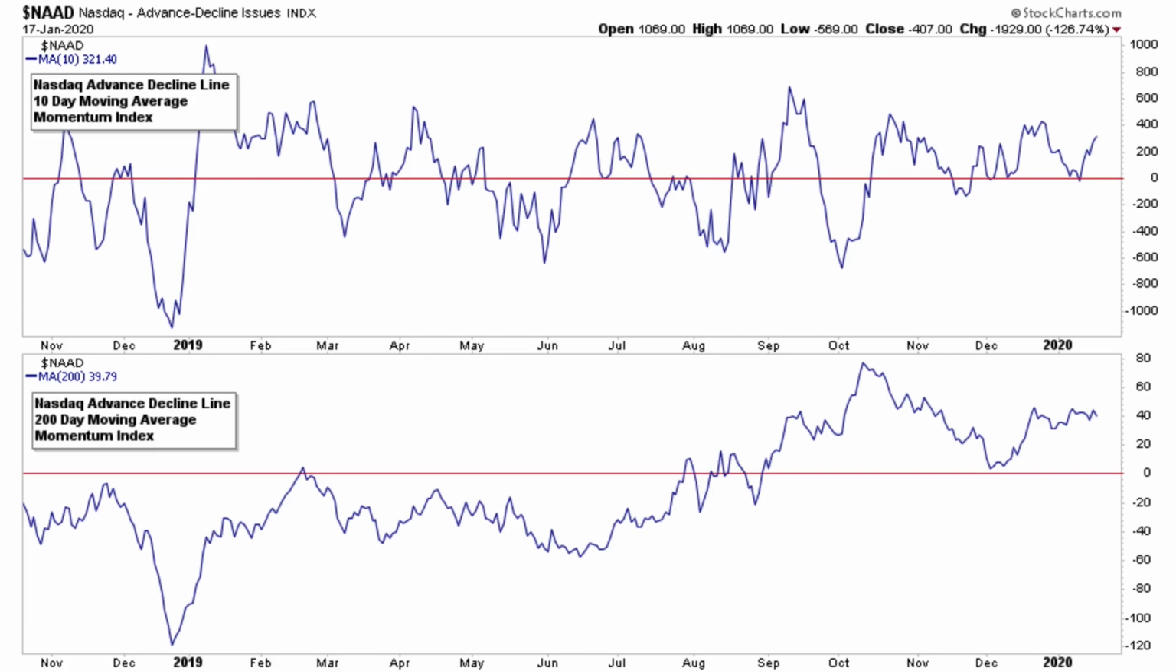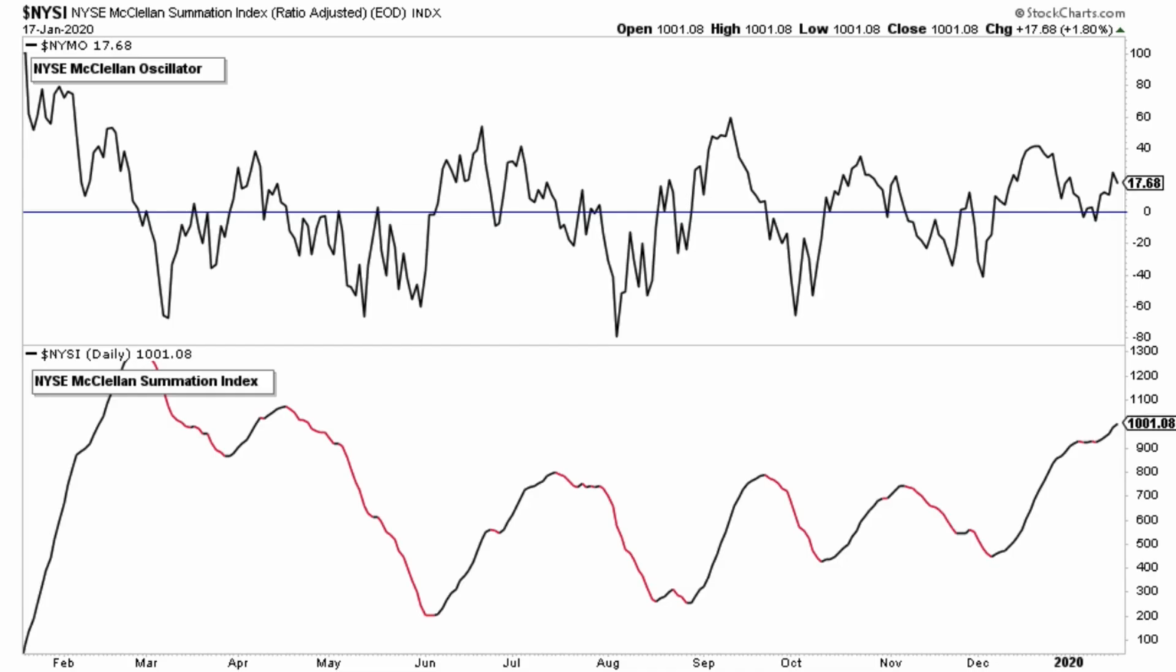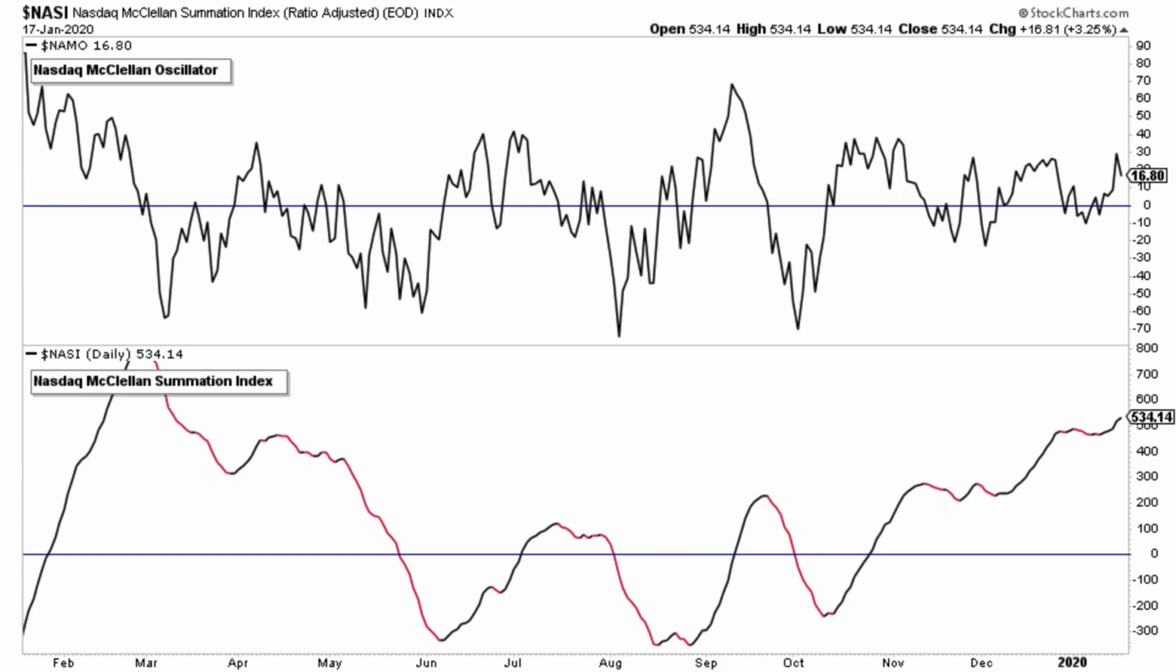This is the Nasdaq version, showing the same sort of picture. These are the oscillators and summation index. It broke out in December, the summation index, and again, similar sort of picture here. This is the NYSE, same picture.